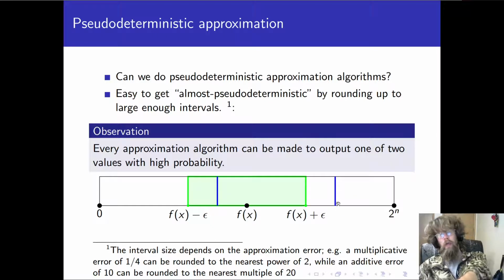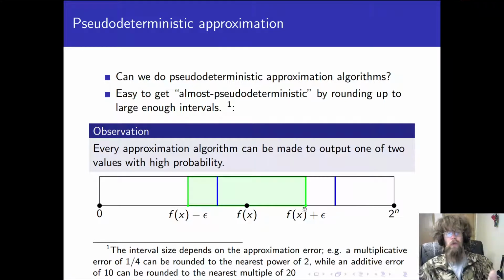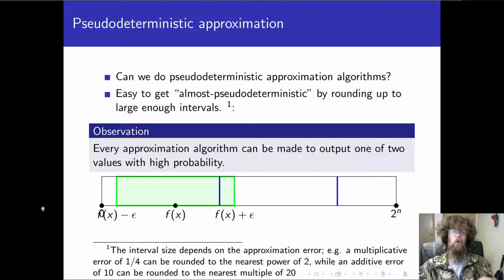So we pick the size of the intervals so that our approximation error can't contain more than two blue lines. And that means that, wherever f of x is, it'll either get rounded to one line or the next line. But you can't have something that gets rounded to this line, something that gets rounded to this line, something that gets rounded to here, no matter where f of x happens to be.